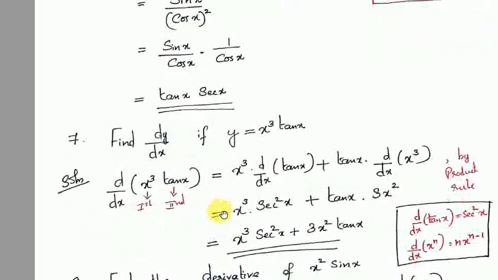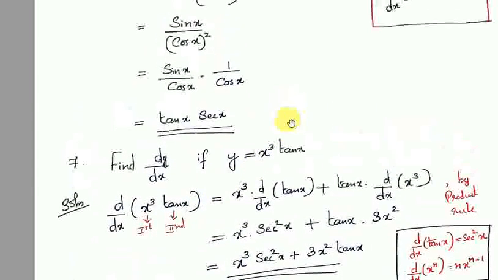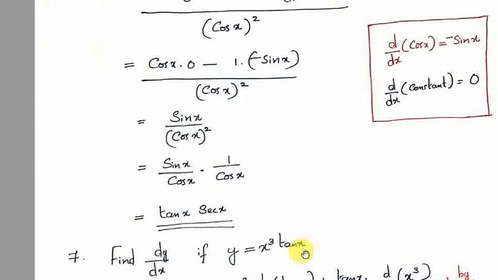Next question: find dy by dx if y equals x cube tan x. How can we find it? x cube into tan x. That means in between there is no sign, no plus or minus sign.